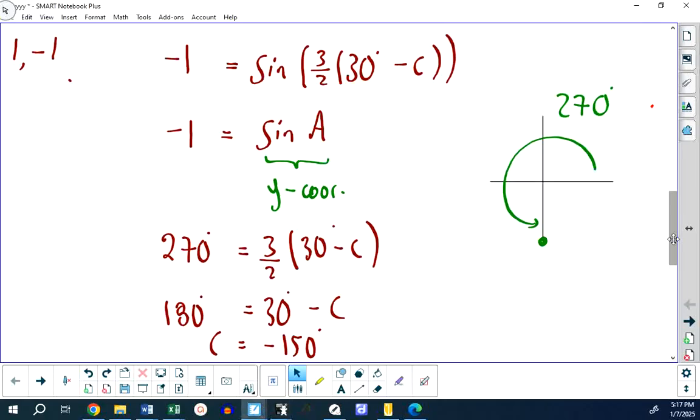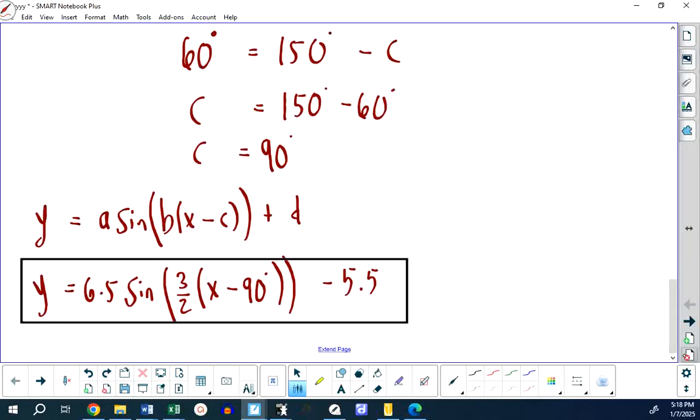And in this case, it depends on whether you want to use an angle of 270, or you could have said, I'm going to say this is negative 90 degrees, and I'm going to set 3/2 times 30 minus c equal to negative 90, and you get a different value of c. Bottom line is there's multiple different answers you can get to this question. But going with the first method and choosing the point 150 degrees, comma 1, we end up with that equation for an answer.